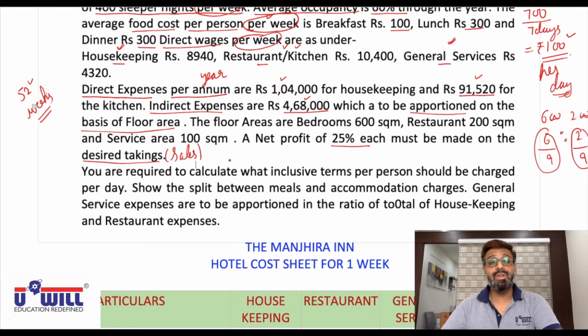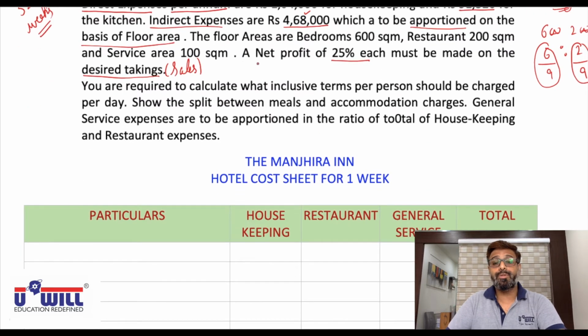A net profit of 25% each must be made on the desired takings, means sales. So that working we will make at the end. Suppose takings is 100, minus profit 25, cost 75. When cost is 75, profit is 25. So whatever cost we get, what would be the profit? That working would be done at the end. This we are practicing since lecture 6.